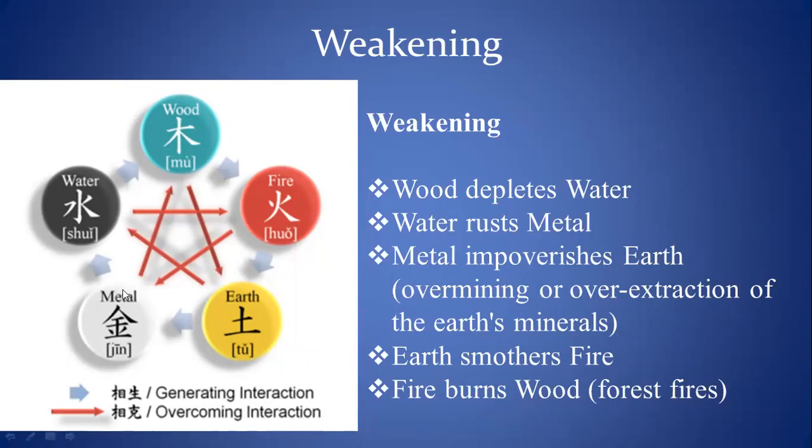Water can rust metal. So if there's too much water sitting on the metal, it starts to rust. Metal can impoverish the earth. This is a very abstract way of looking at it, but things like overmining or over extraction of the earth's minerals, for example. Earth can smother fire. So if you have too much earth and not enough fire, it cancels it out. And then fire, of course, burns wood. So things like forest fires, pretty simple, that one.